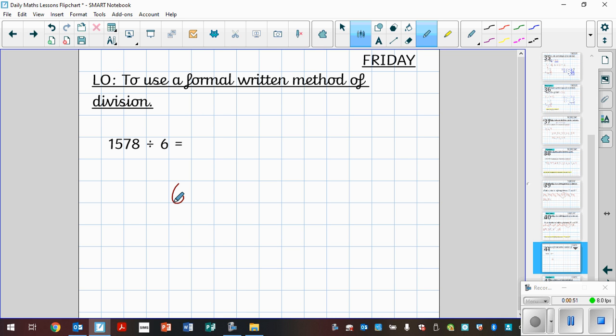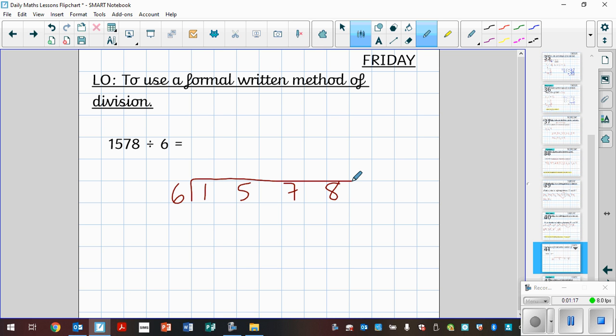1,578. Now, if you remember what I asked you to do is to separate your digits. So any exchange you need to do, you can do it clearly. So if I put 1,578 in my bus stop, any exchange that we need to do, we can clearly see that. And then we are just dividing the divisor by the digits that we come across.